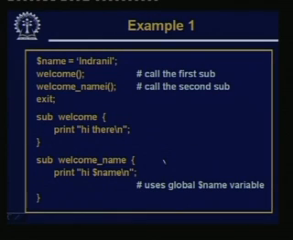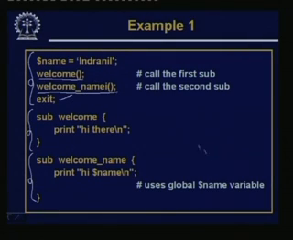This is a very simple example. This is the main part. This is one subroutine. This is another subroutine. In the main part, we have defined a variable called name. We have called a subroutine welcome. You just see that we have not given that dollar. Then you have called welcome name. Exit means end. So, the program ends here.